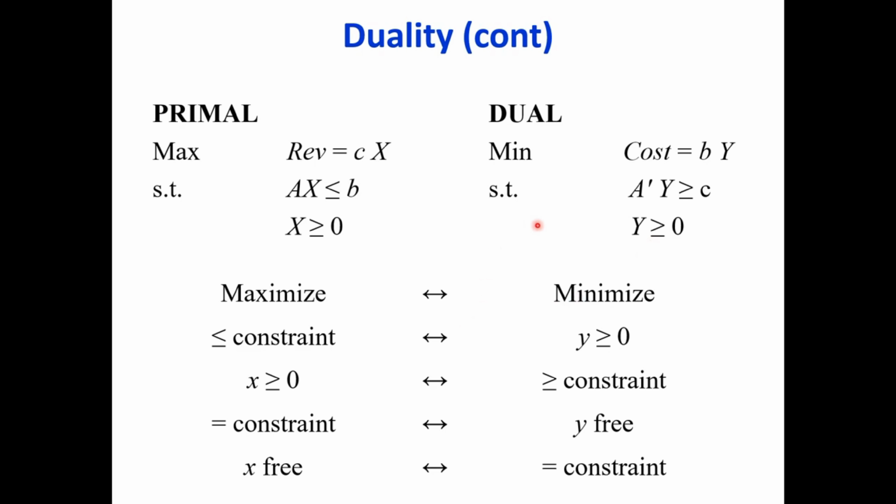So this is the dual problem. This prime here refers to the transpose of A. So we've transposed the original matrix A.